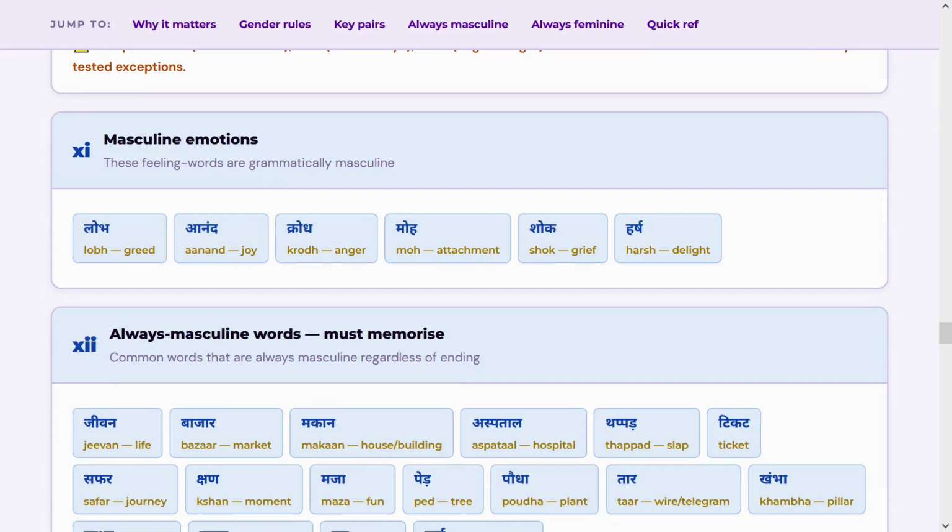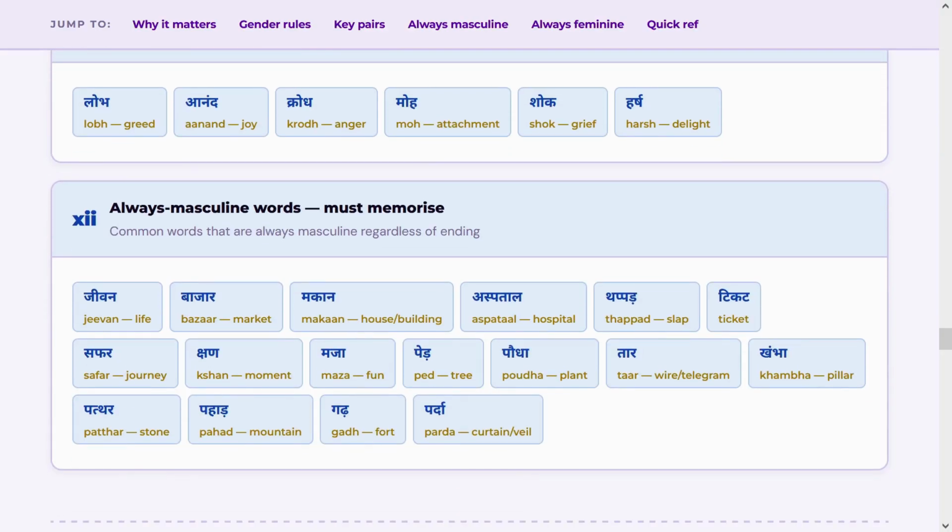Next comes masculine emotions: lobh, greed. Don't see any sexist angle here. It is not kind of sexist angle. It is just what I want to say is that these are strong emotions, right? Anand, joy. Krodh, anger is masculine. Moh means attachment. Shok, grief. Harsh, delight. Now comes those words which are always masculine, and you must remember them because these are very commonly used words.